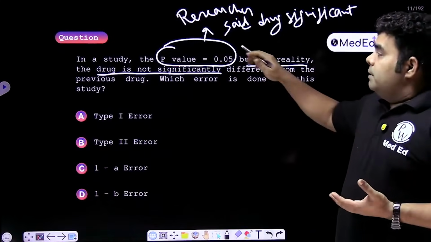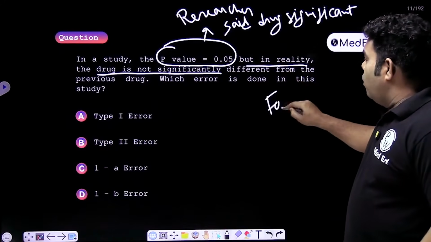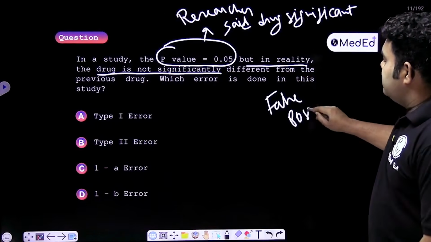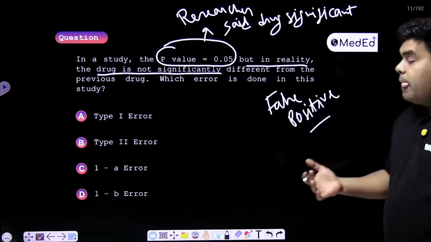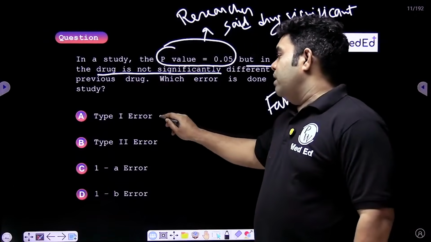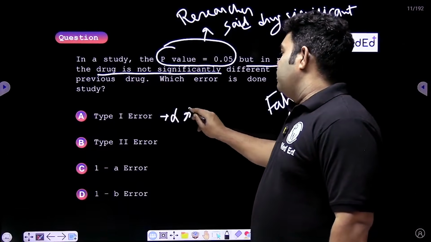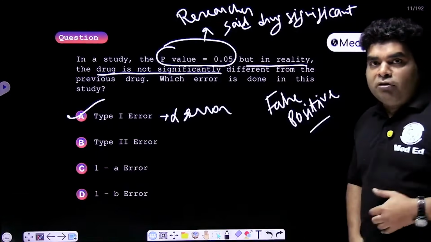So you are saying the drug is significant, in reality it is not significant. It means the researcher is giving which type of result? He is giving a false positive result. He is saying that my drug is significant, but actually it is useless. So this type of error is alpha error or type 1 error. So this is an example of alpha or type 1 error. I hope it is clear. If not, let me create one more example for you.